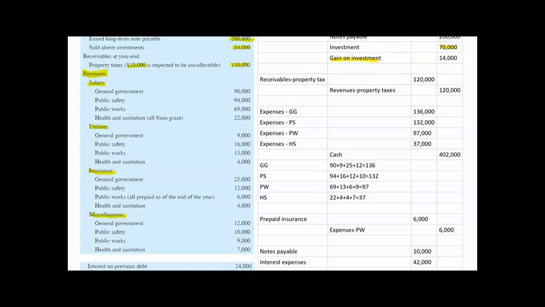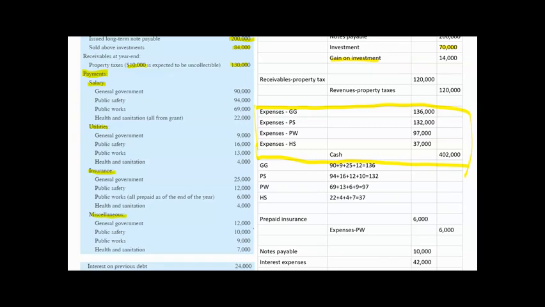public works, and the fourth one is health and sanitation. So what I'm going to do is calculate the total amount related to salary, utility, insurance, and miscellaneous, and put them into one expense account for each function. For example, the journal entry I prepared here is like this. I debit expense. For general government, I use GG to stand for general government, PS to stand for public safety, PW to stand for public works, and HS to stand for health and sanitation.